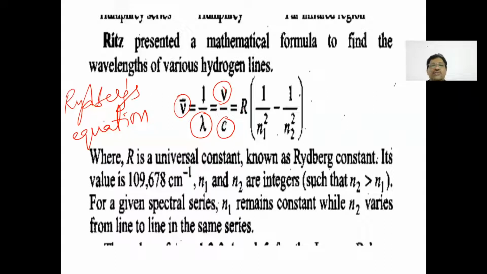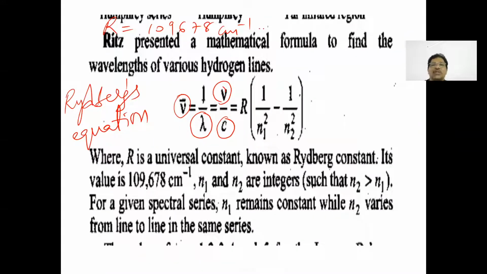Okay. So what is R here? R is Rydberg's constant, called the R value. Tell me, what is the Rydberg's constant value? 109,678 centimeter inverse. What is the value of R here? 109,678 centimeter inverse.